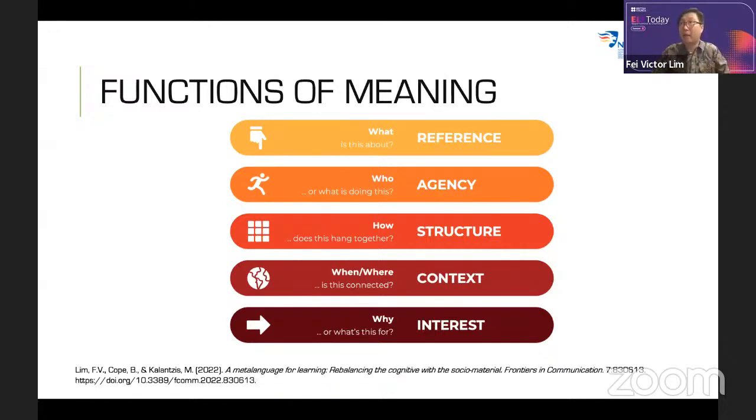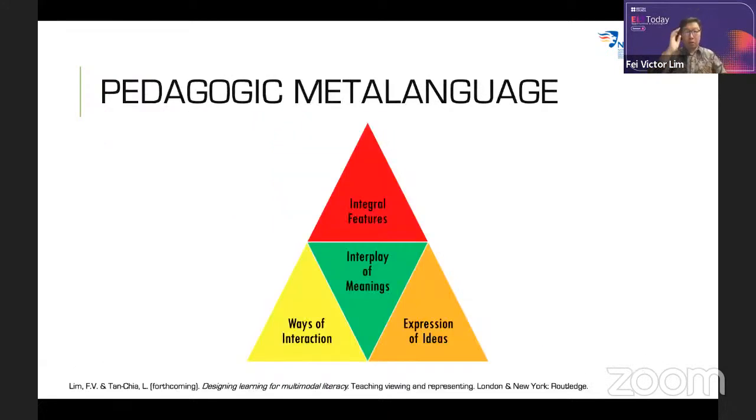So this is the kind of meta language that we want to bring into the classroom as a way to guide students in thinking and talking about multimodal meaning making. Ultimately, there are different types of pedagogic meta language specific for various types of text. Ultimately, a meta language will introduce the integral features of the text.